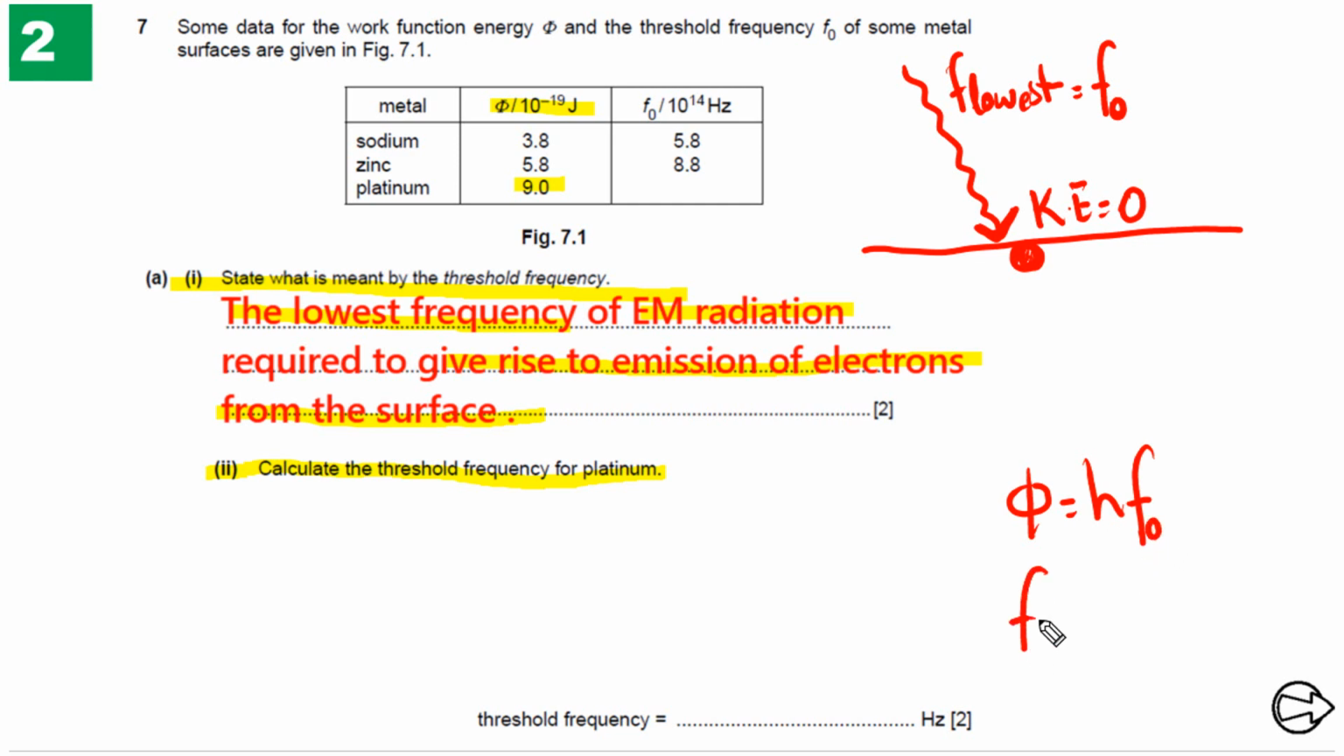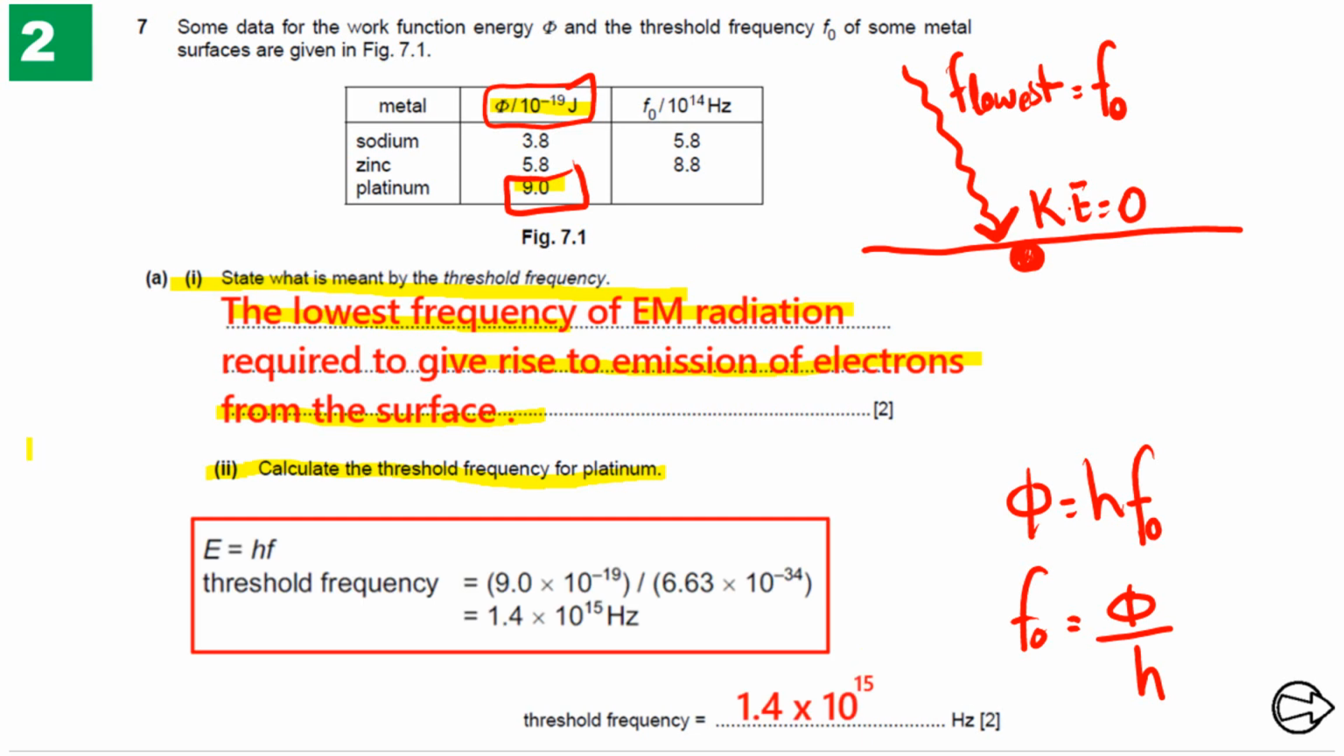If we need to calculate threshold frequency and work function is given to us, we can simply divide that by Planck's constant. As in this case work function is given to us, we simply need to divide this work function by Planck's constant, and this is how we can answer this. As you can see here, I have already calculated. Very straightforward one if you simply understand that work function is equal to the product of Planck's constant and threshold frequency.